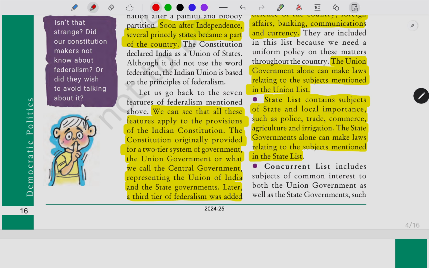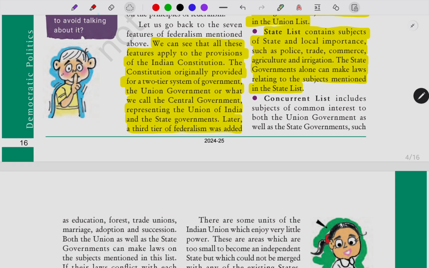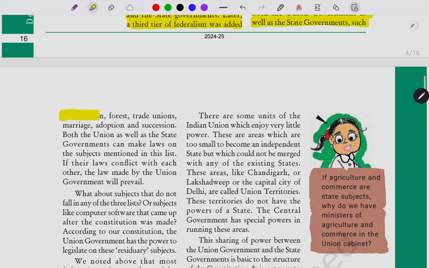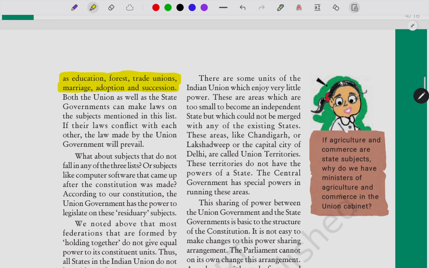Okay, now let's say, hold on. This is the union list and this is the state list. So as you can see, there is a place where one is on top of the other, and this is the concurrent list. So the concurrent list includes the subjects of common interest to both the union government as well as the state government, such as education, forest, trade unions, marriage, adoption, and succession. Both the union as well as the state governments can make laws on the subjects mentioned in these lists.